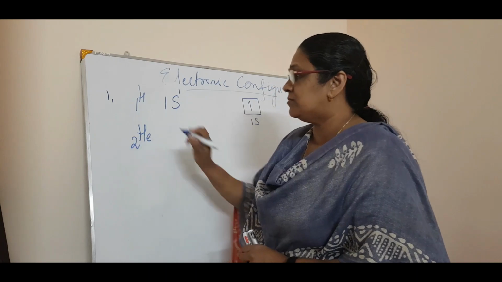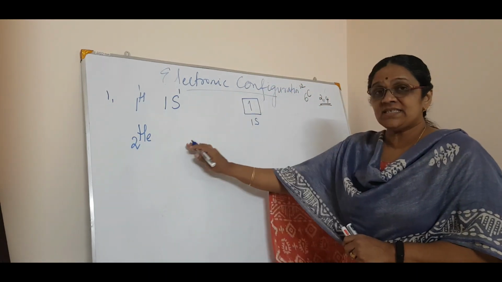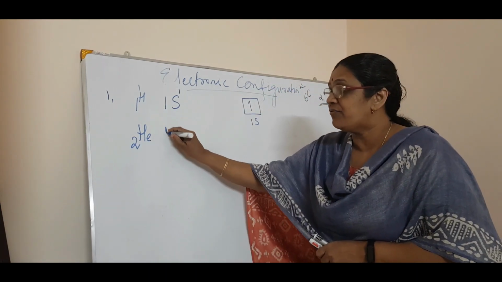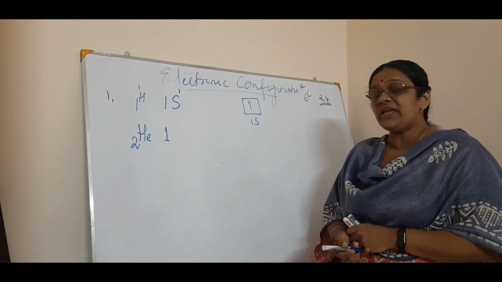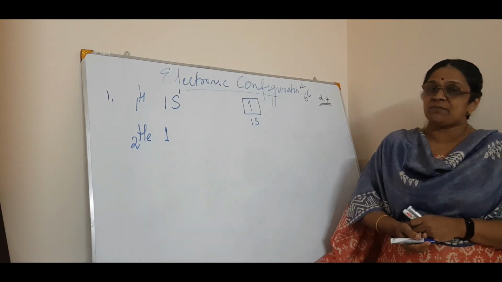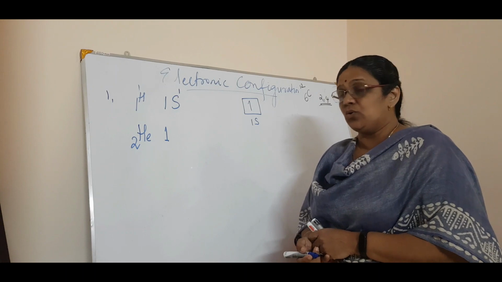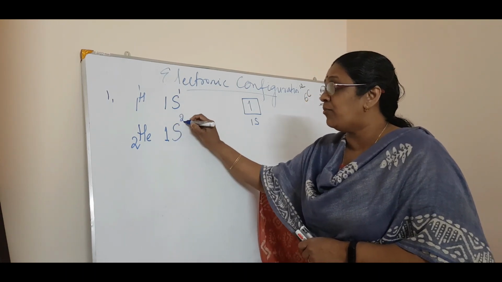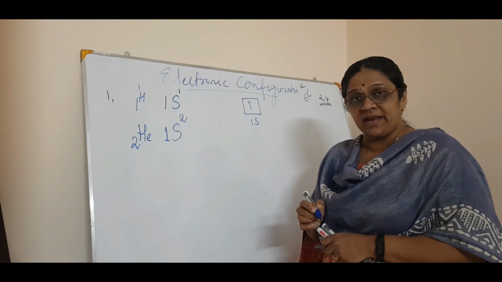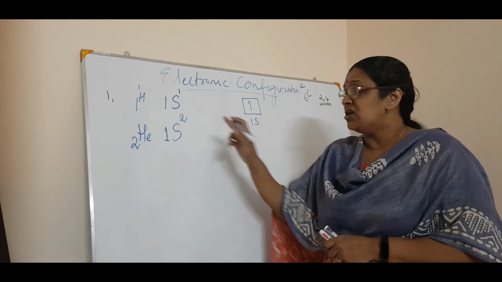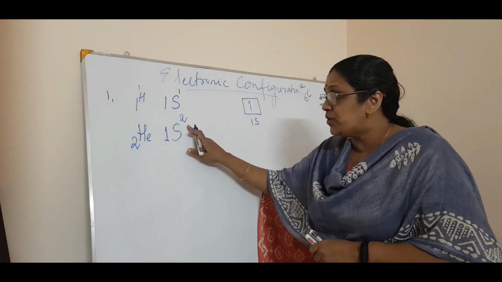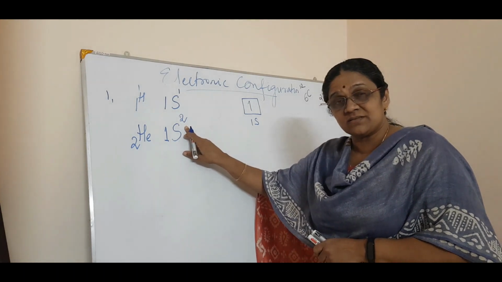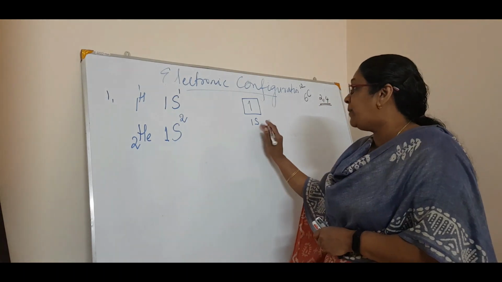Now, coming to helium. Helium is 2. 2 means it will also be in the first shell, because the maximum number of electrons accommodated is 2. So, the s can have 1 more electron, isn't it? For pairing, only 2 electrons can be accommodated. So, you can write 2 electrons. Got it?